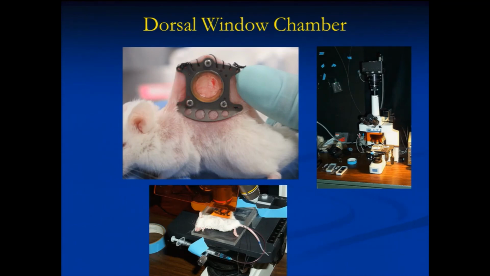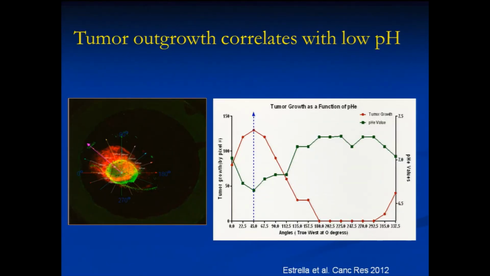A third way to look at pH imaging in vivo involves dorsal window chamber experiments, where a window chamber is placed on the back of a mouse, and under the cover slip a tumor is implanted so that this tumor can then be imaged using a confocal microscope. The result of this study demonstrated how the tumor grew: this is how the tumor started out, and then after another week, the tumor grew out in this direction.